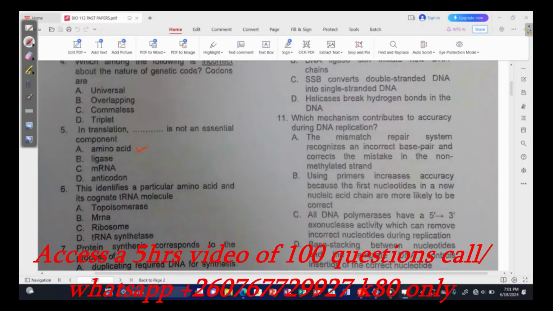Then B is saying ligase. So ligase is not needed in translation. This ligase, we know that this is an enzyme which is required to form the phosphodiester bond on the lagging strand, that is during replication. So you don't need ligase here. There's no formation of phosphodiester bonds during translation. So already there, option B is a false statement.